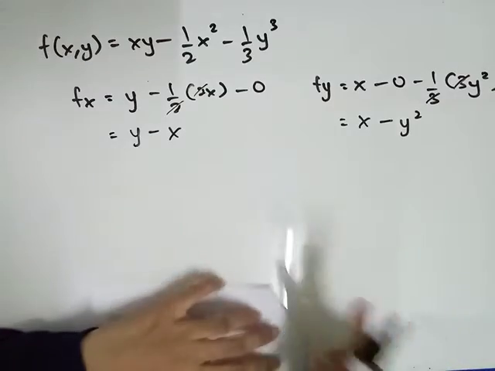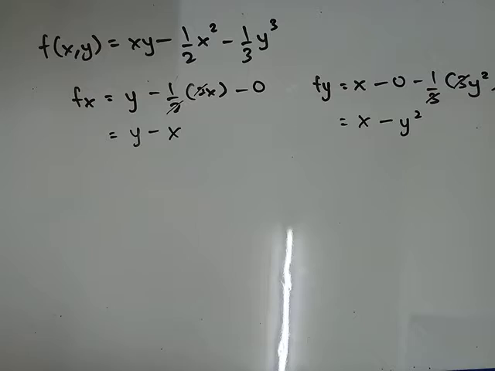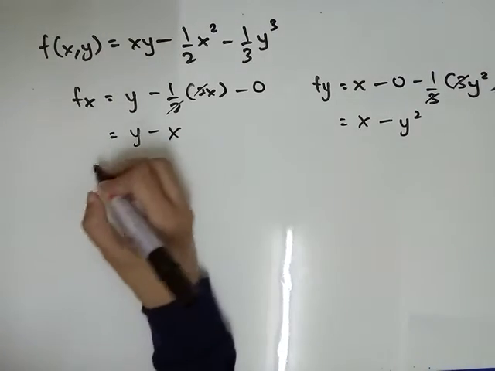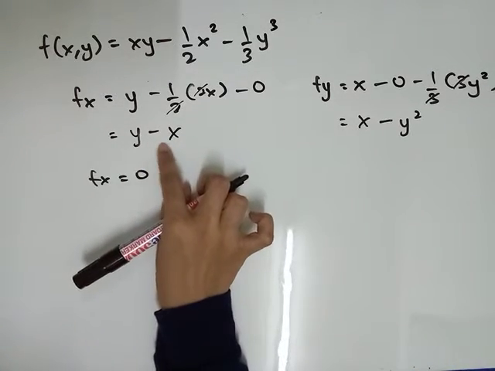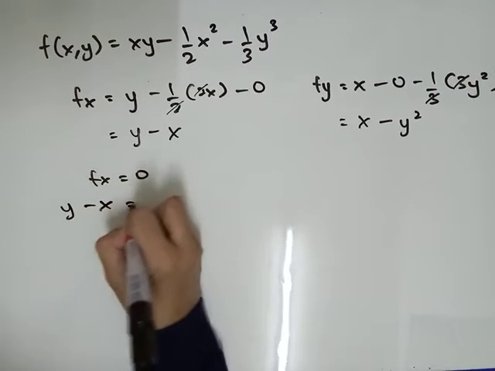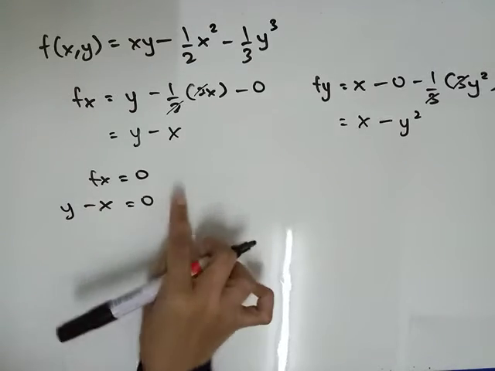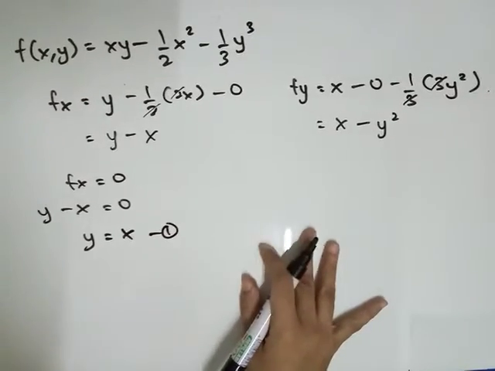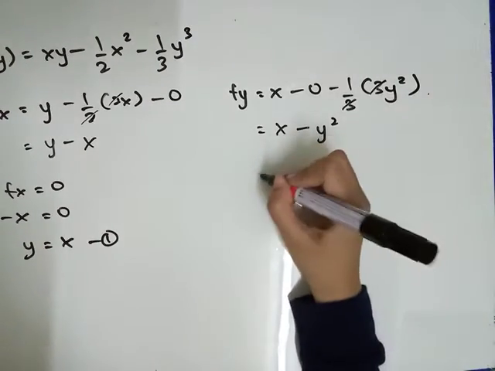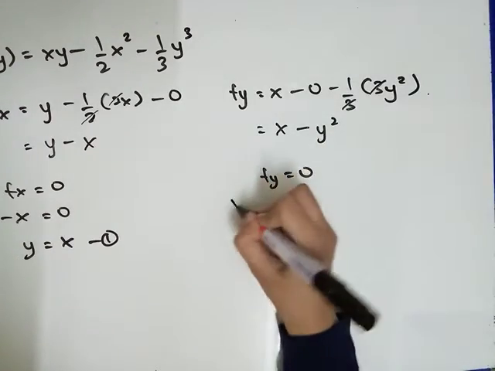Second step, we need to solve for x and y so that we can find the critical point. We need to make fx equal 0. So fx is y minus x. Negative x move to the right, it becomes positive x. So y equals to x. This is the first equation. And also we need to make fy equal to 0. Fy is x minus y square.